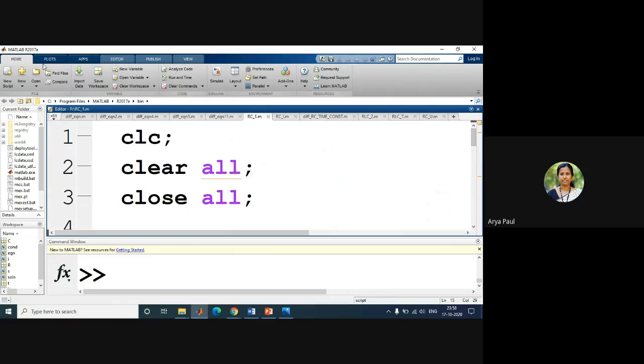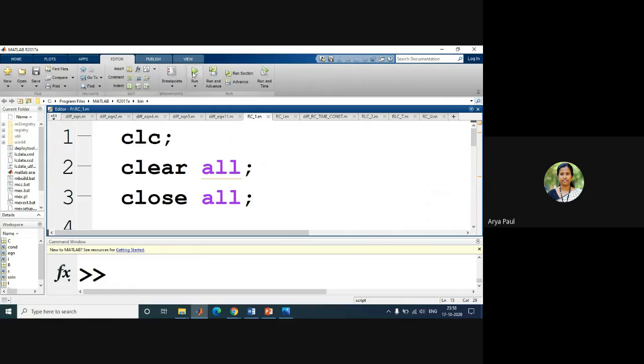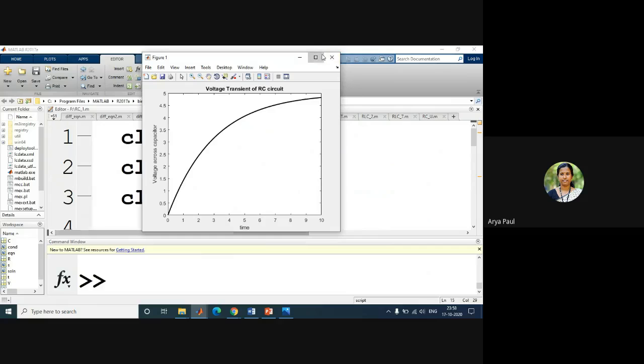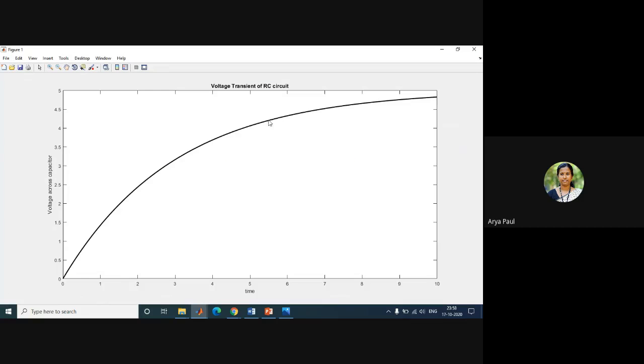Now I am going to run this. While I run this, I will get an output like this. Here you can see the capacitor is charging. The x-axis is the time, and the y-axis is the voltage across the capacitor. As time increases, the voltage across the capacitor gradually increases and becomes a steady state value. I hope this is clear.